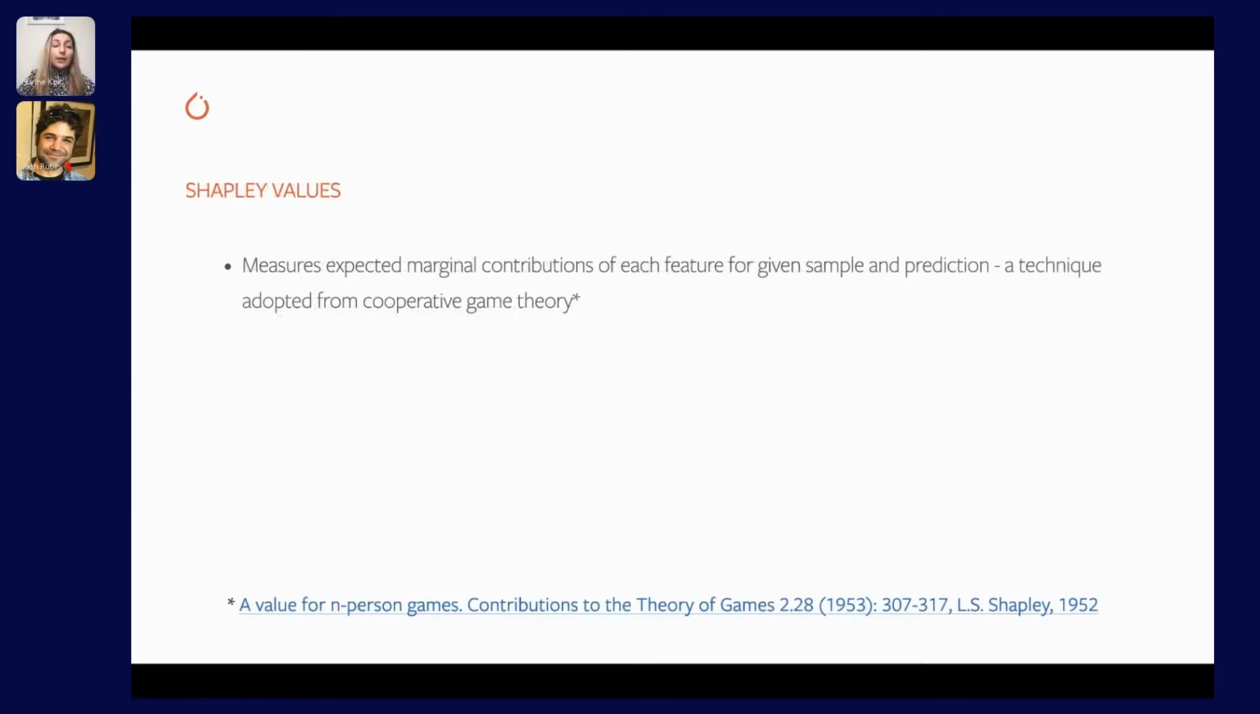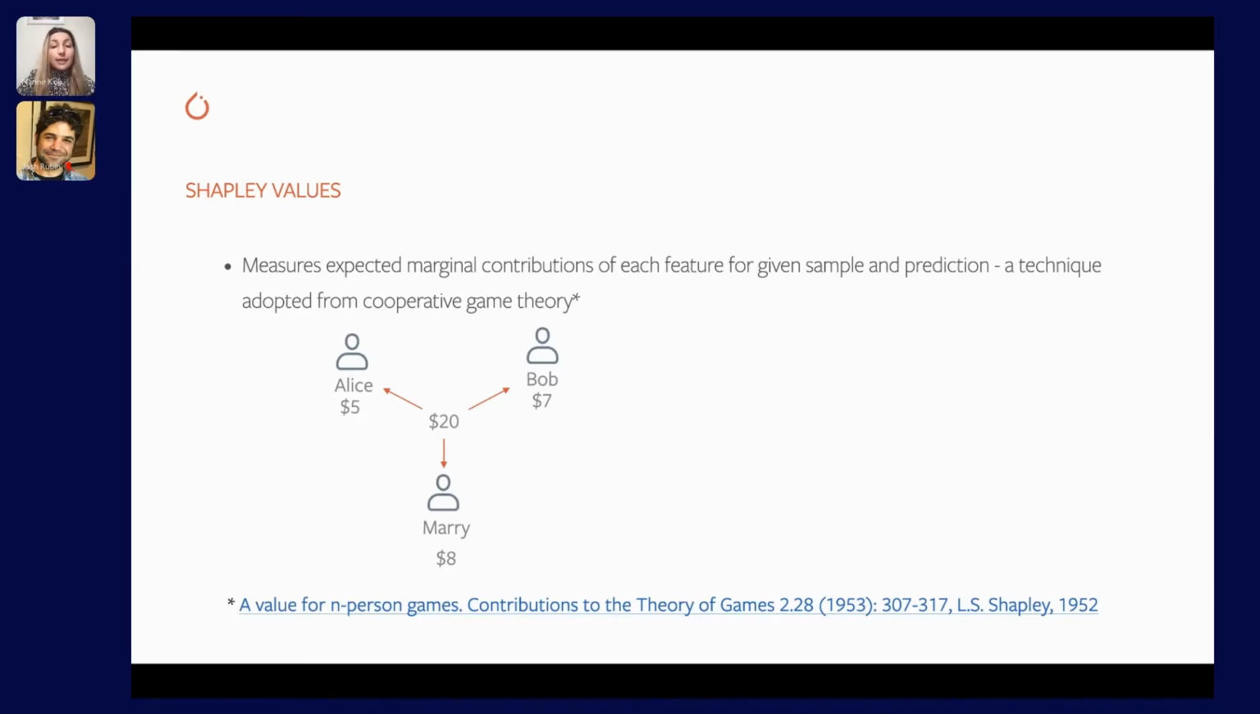So I'll demonstrate one of the algorithms called Shapley value, which is adapted from cooperative game theory, and it measures the expected marginal contribution of each feature for a given sample and prediction. Let's imagine that we have a game setting, a coalition, where we have 3 players, Alice, Bob, and Mary, that are participating in a game. And there is a total of $20 that we want to distribute across our players, Alice, Bob, and Mary.